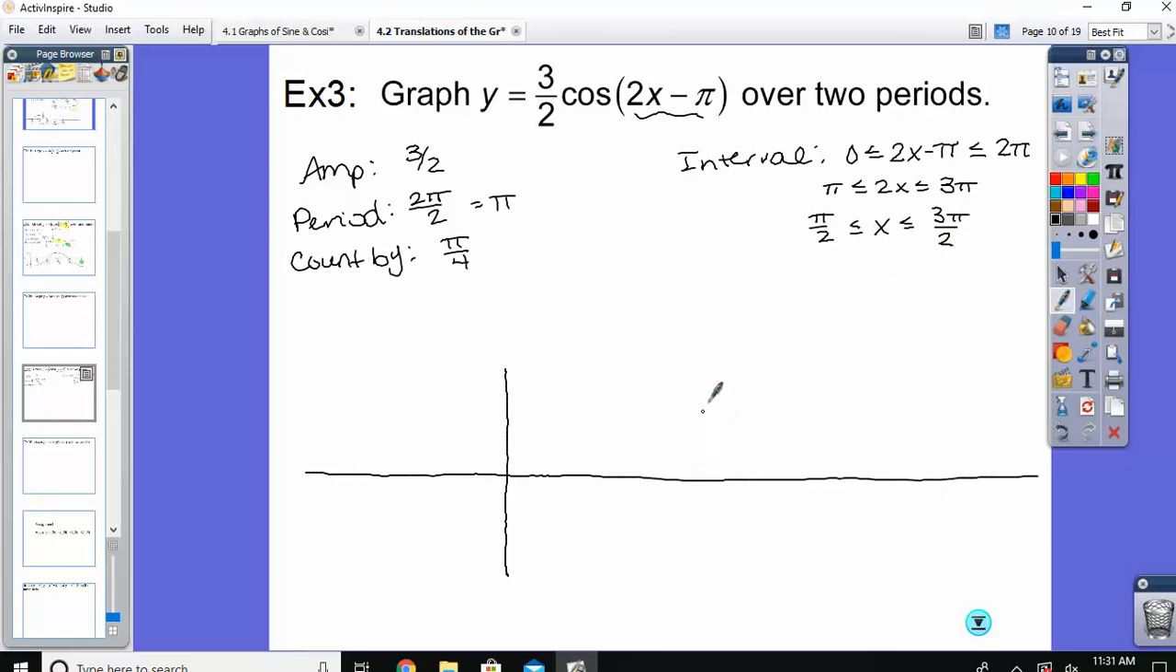Okay, so we're trying to space things evenly. Keep in mind your first one is at pi over 2. That's like 90 degrees. Then you're adding pi over 4 each time. That's like 45. So pi over 2 plus pi over 4 would be 3 pi over 4. Plus pi over 4 is pi. Plus pi over 4, that's 5 pi over 4. Plus pi over 4 is 6 pi over 4, or 3 pi over 2.